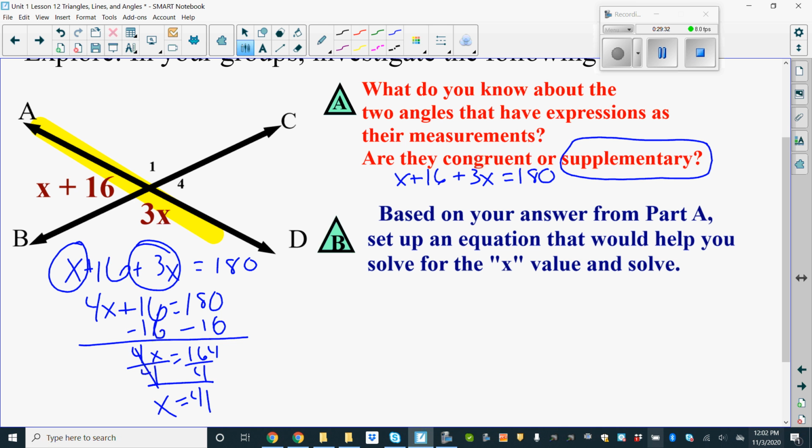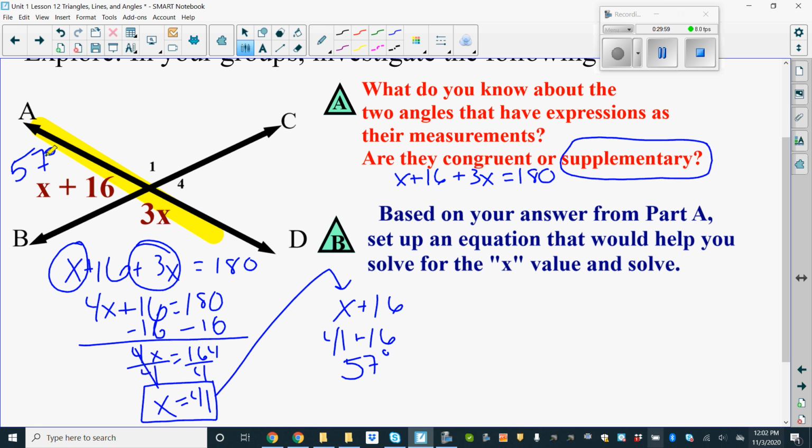So when we solve for x is 41, we are going to now take each expression, because now they're different. These are not equal to each other. So you have to solve for both of them. So you're going to take x plus 16. You're going to substitute 41 in for x. And you get 41 plus 16 is 57. So this is 57 degrees.